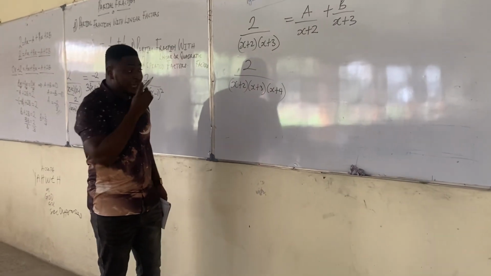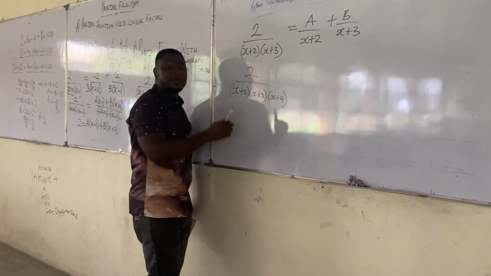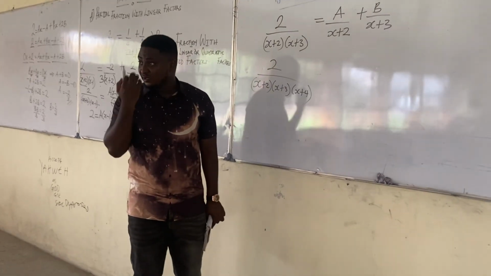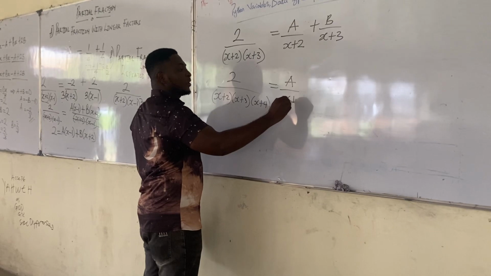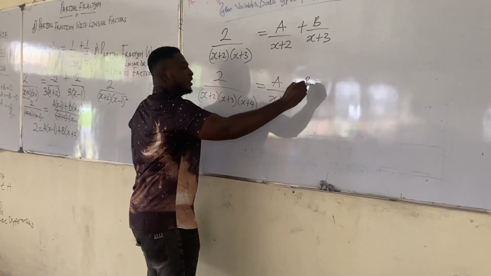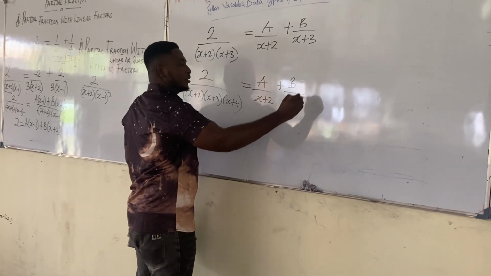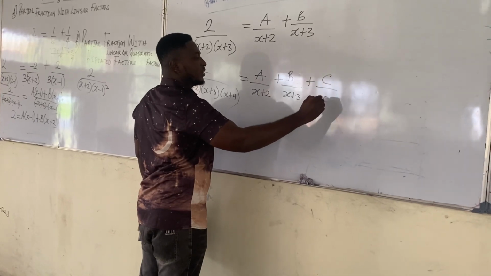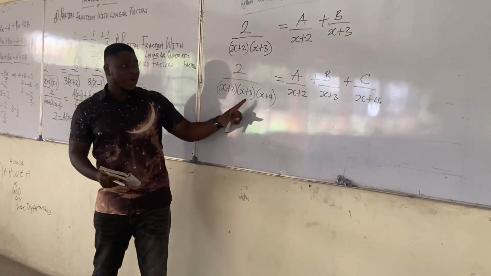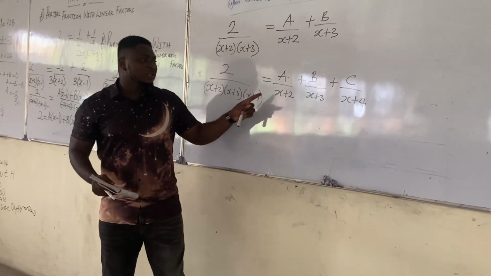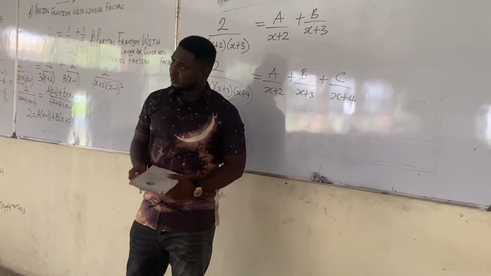Class, I told you that the number of denominators you have determines how many partial fractions you get. This is going to be equal to A all over x + 2 plus B all over x + 3 plus C all over x + 4. Do you get the idea, class? The number of denominators you have will also determine the number of partial fractions.